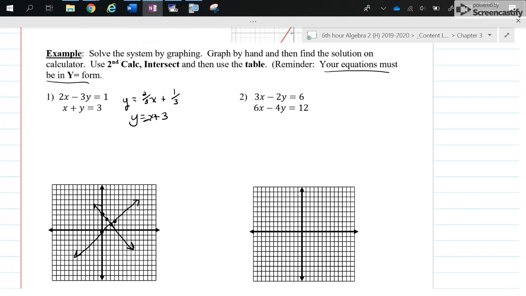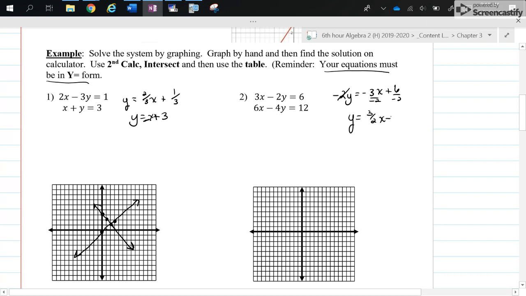Okay, so for this next one, we're going to put the system in slope-intercept form. And for the first equation, I get y equals 3 over 2x minus 3. And then for the second equation, I put the second equation in slope-intercept form, and I see that I get y equals 3 over 2x minus 3. So in this case, I have y equals 3 over 2x, up 3 and over 2, minus 3.